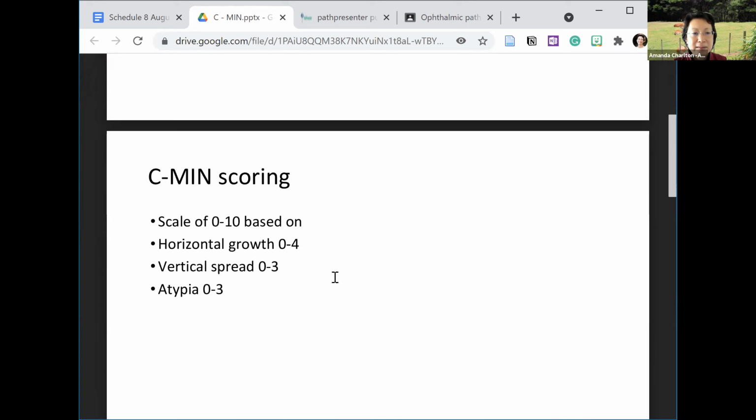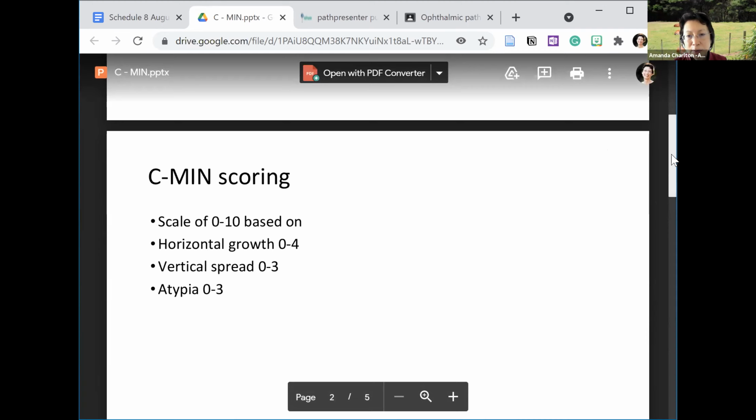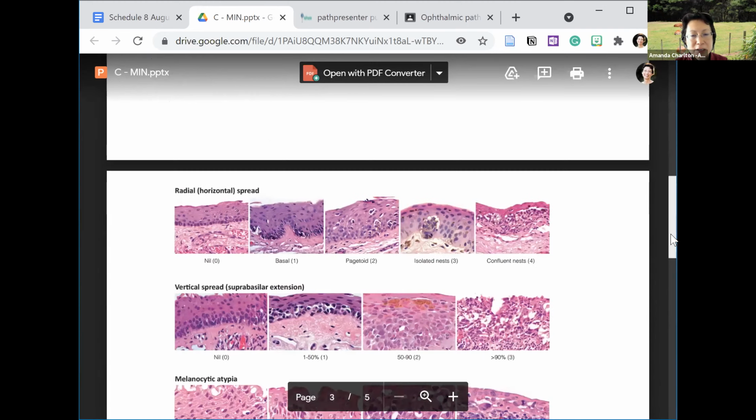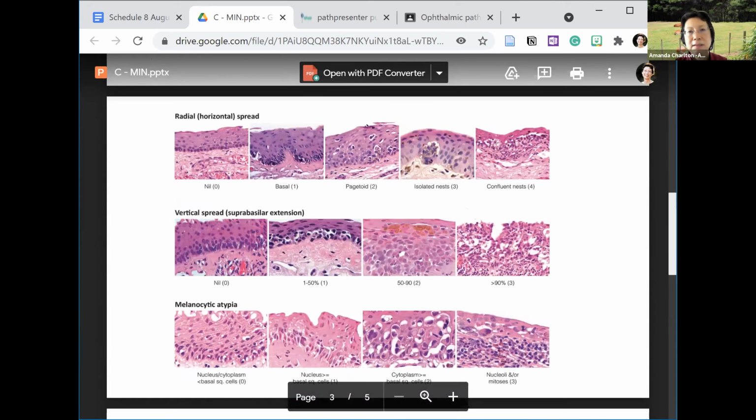melanocytic neoplasia, and you can see it's along anatomical subcompartments. So there's three subcompartments: horizontal growth, vertical spread, and then the cellular atypia. So it's trying to be more systematic in its naming. And then in the WHO, this is how it's put into practice.